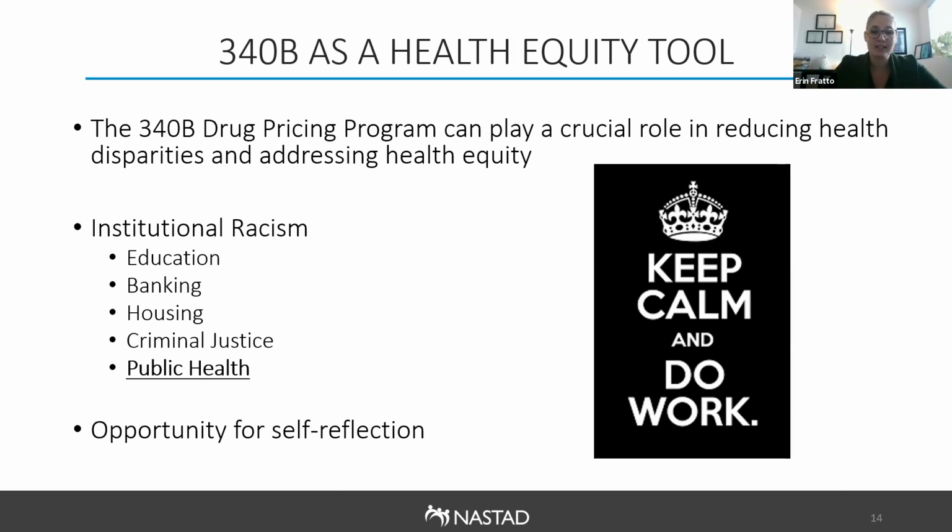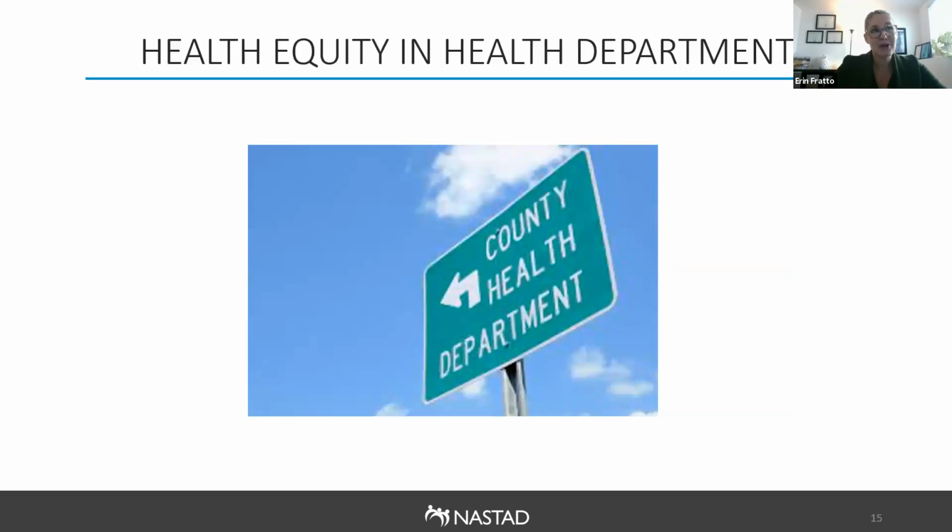What does your organization or agency do to address health equity? Does your agency have health equity directives, projects, or programs? How are you addressing health equity in contracts and agreements, and more specifically, 340B contracts and agreements? And with that point of self-reflection, I am going to invite Ricardo to the stage.